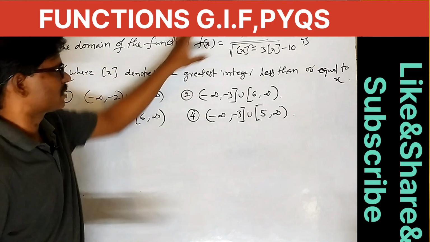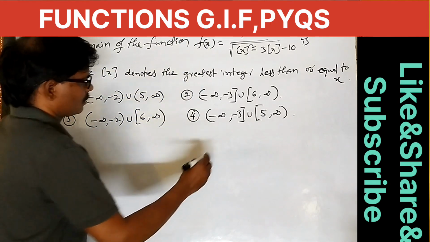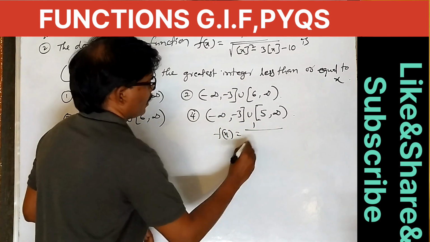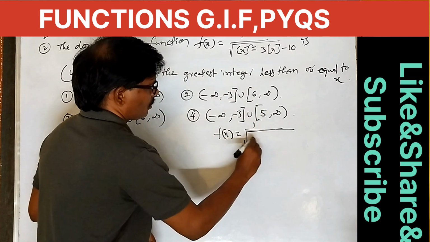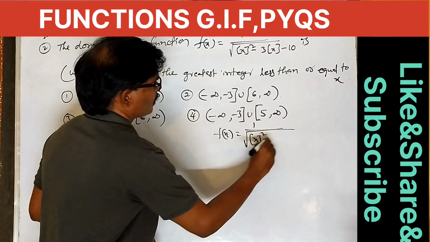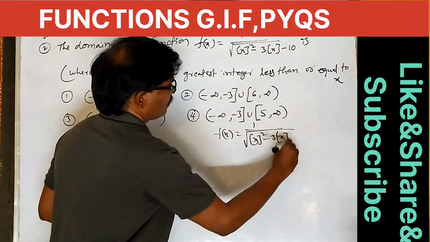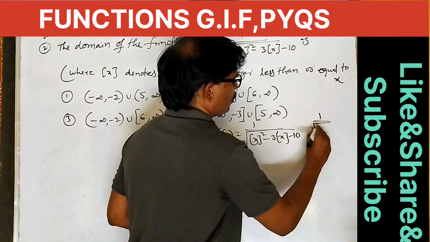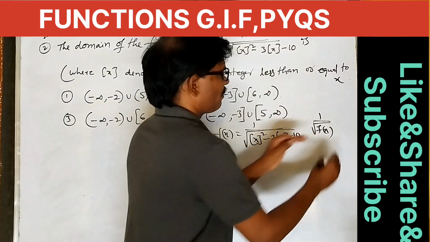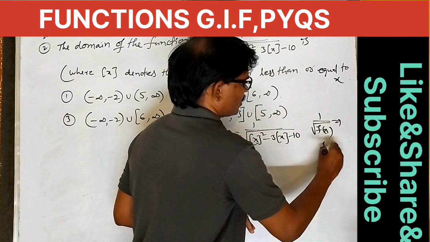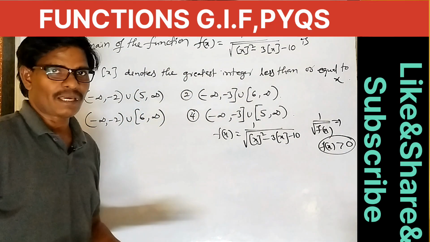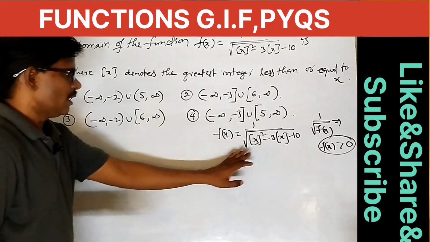What is the given function? The given function is f of x equal to 1 by square root of [x] whole square minus 3 into [x] minus 10. What is the formula here? 1 by square root of f of x, that implies f of x greater than 0. Take f of x greater than 0.